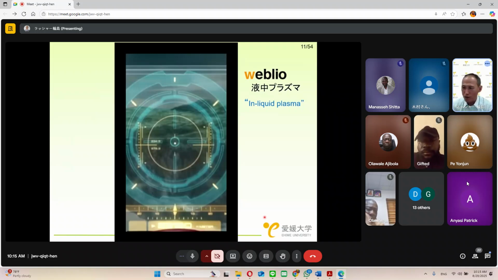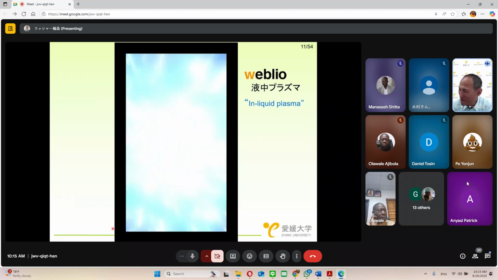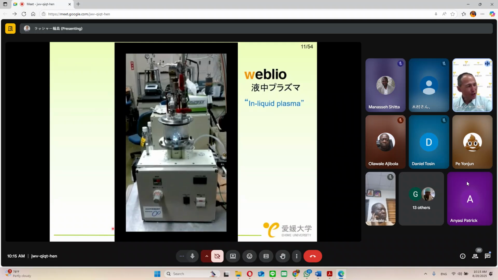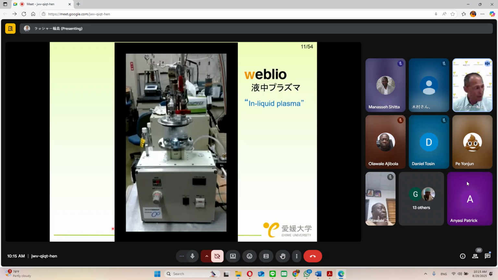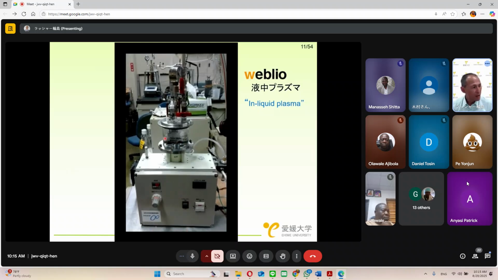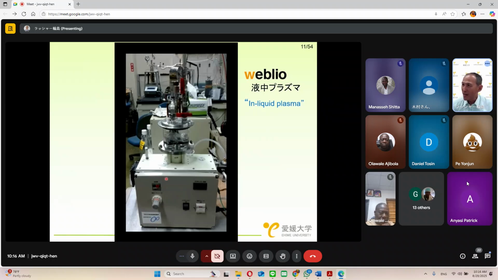I'd like to show the video of in-liquid plasma generation like this. Now plasma is generated inside the liquid. Here, this bottom side is a microwave generator. It is the same as a conventional microwave oven.